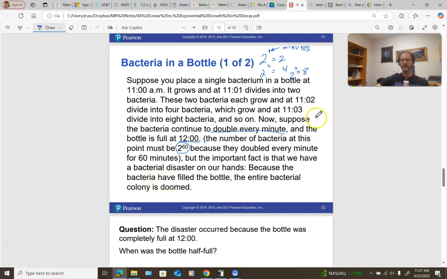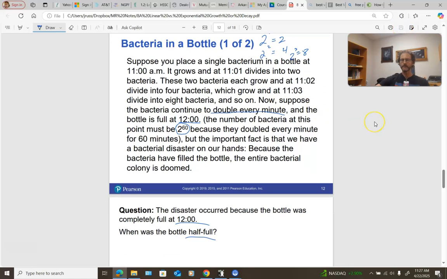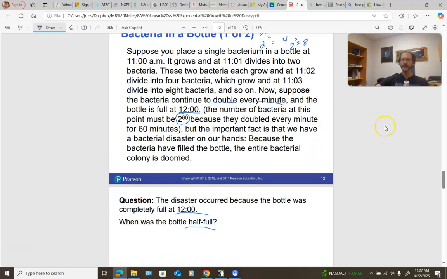Well, let's look at this question. The disaster occurred because the bottle was completely full at 12 o'clock. So the question then is, what was the time at which the bottle was half full? And so typically when I ask students this question, I'll give you a second to think about it.